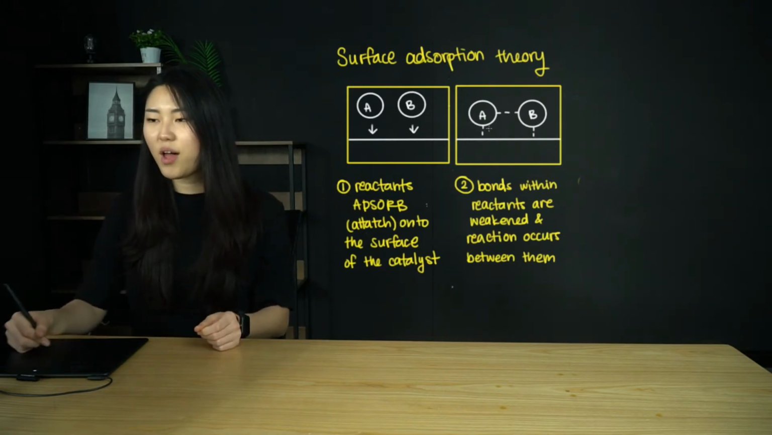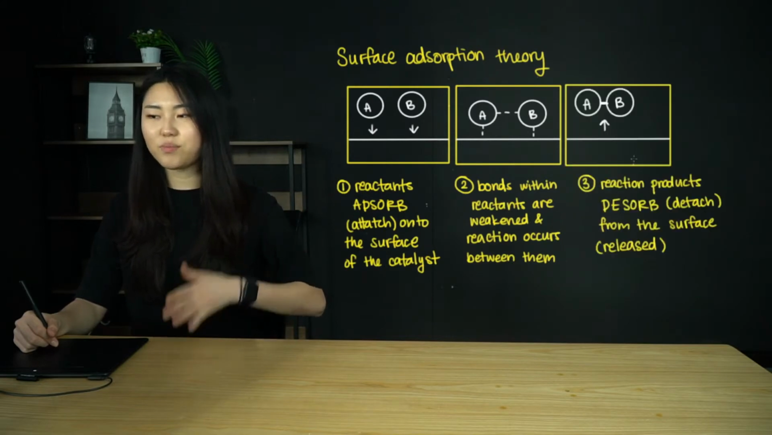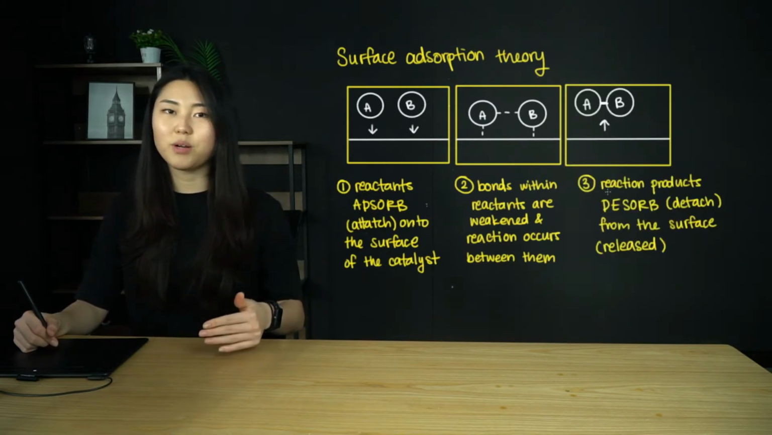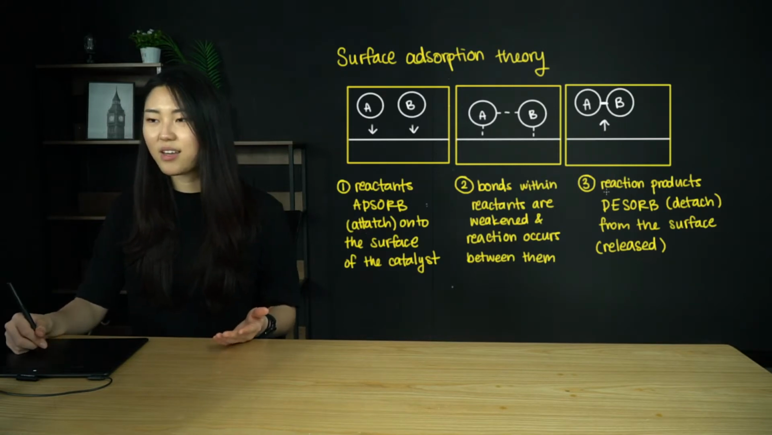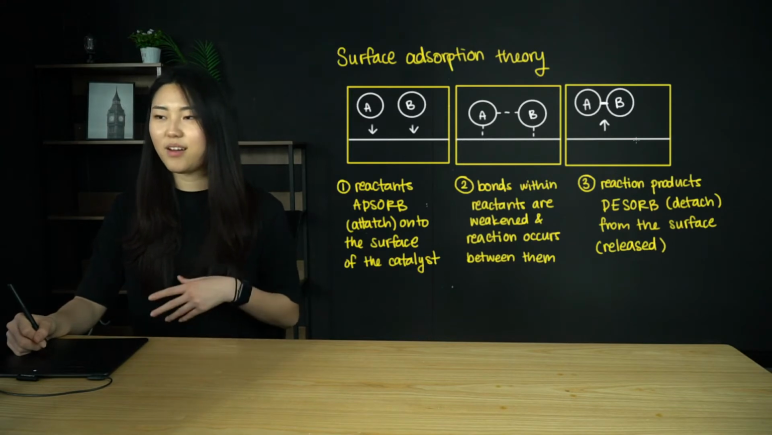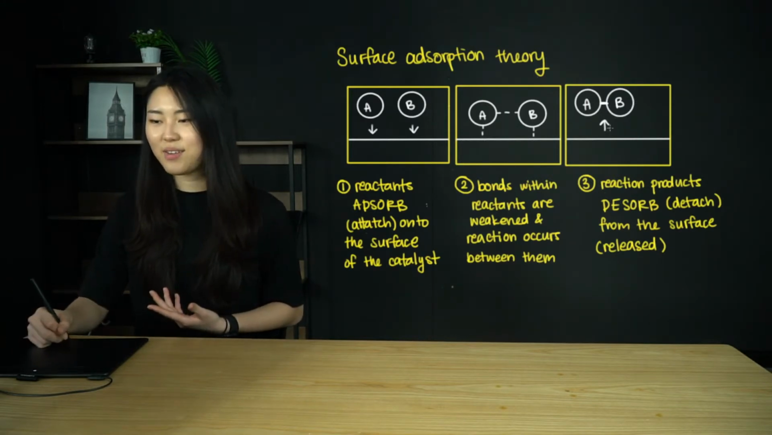The third one is the reaction can occur and then the reaction products are going to desorb, detach basically from the surface of the catalyst. So A and B have reacted and they became attached, and then they are being released from the surface, right?